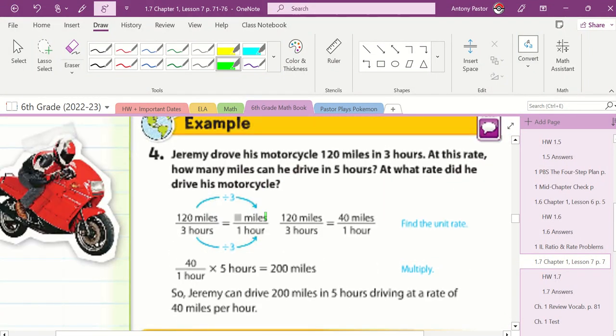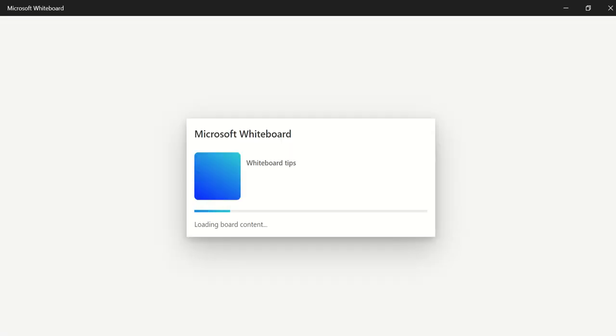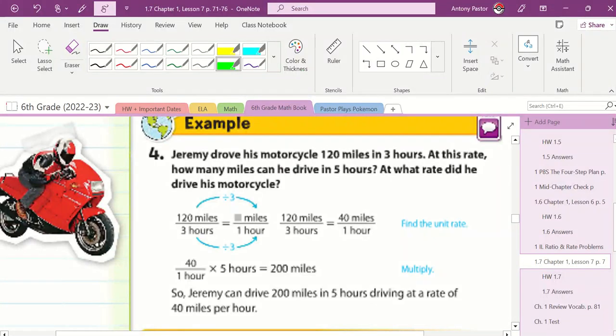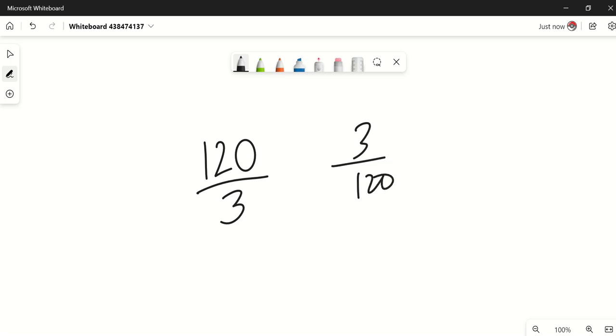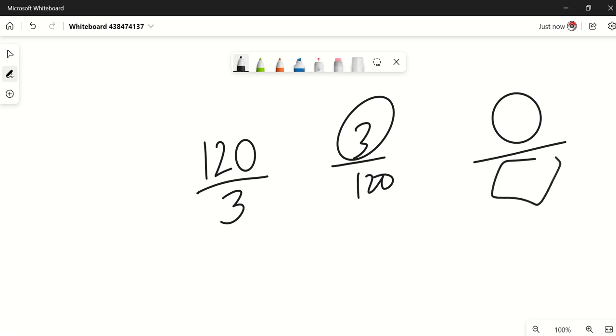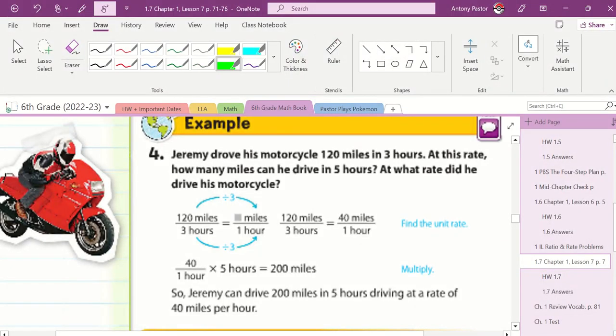And example number 4. Jeremy drove his motorcycle for 120 miles in 3 hours. Let's go ahead and start a new chart. Jeremy drove his motorcycle 120 miles in 3 hours. Now, it doesn't matter. I could have done this as well. Just make sure you keep the same numbers on top. So this is hours. Hours would be in the next fraction, and then the miles would be down here. It doesn't matter if you write 3 over 120 or 120 over 3. They set it up with 120 over 3, so we're going to do it this way.